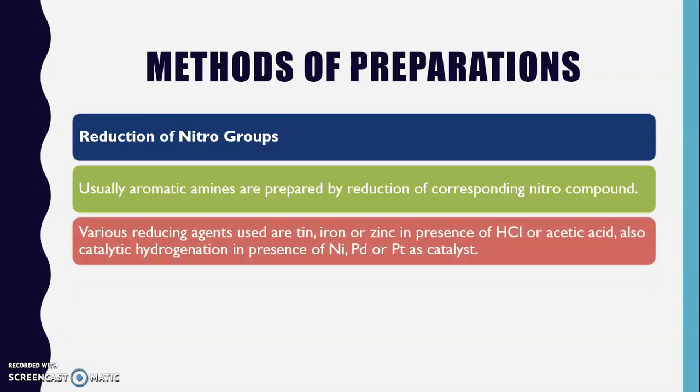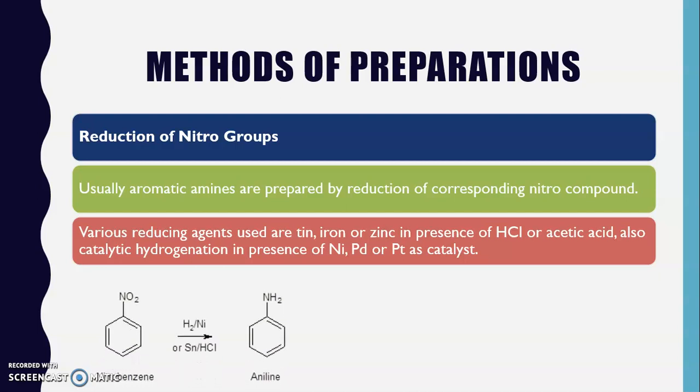Now here we can use various reducing agents like tin, iron or zinc in presence of hydrochloric acid or acetic acid. Also here catalytic hydrogenation in presence of a nickel catalyst, palladium catalyst or platinum as a catalyst can also be used to carry out the reduction of the nitro group.